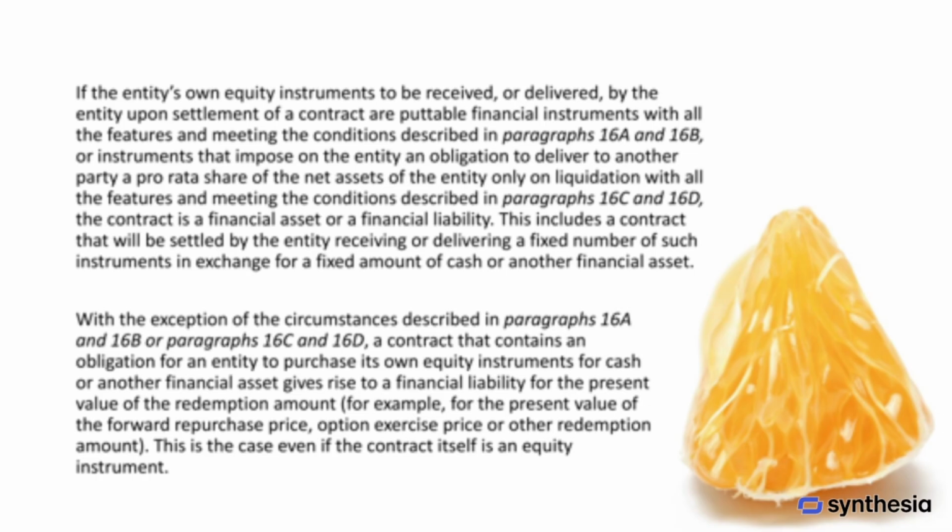Except in the situations described for those specific instruments, a contract that requires an entity to purchase its own equity instruments for cash or another financial asset creates a financial liability. This liability is measured at the present value of the redemption amount, such as the forward repurchase price, option exercise price, or any other redemption amount, even if the contract itself is otherwise considered an equity instrument.